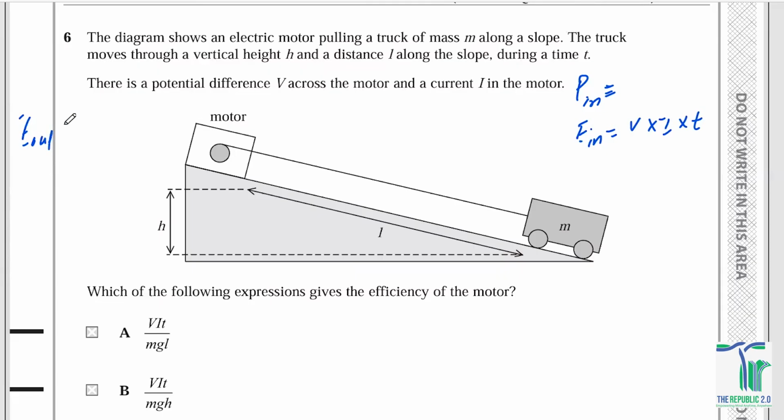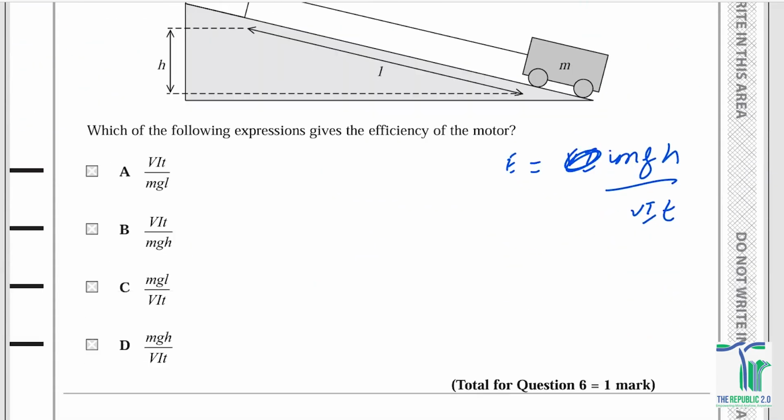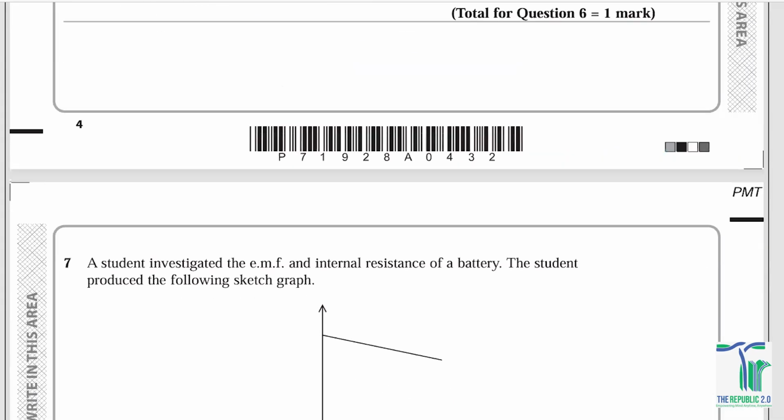And the output energy, by which this motor is pulling this mass up, should be mg, and you can see that this mass is being pulled up by a height h. So you have to give it h. So the efficiency is going to be output, mgh, divided by VIt. So that is why you have to go with option C.